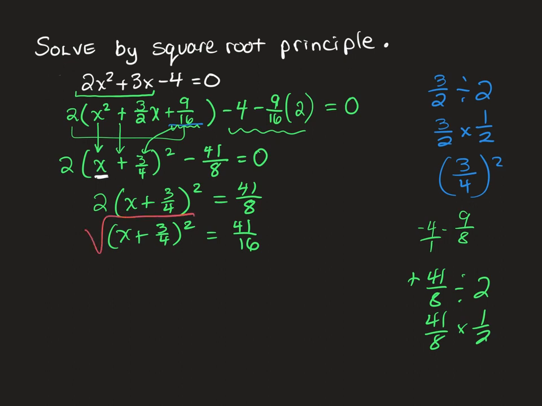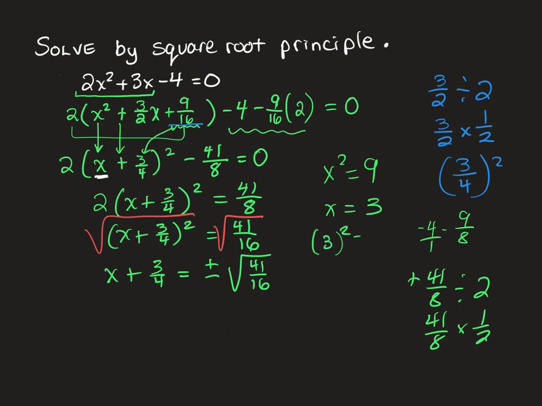So to get rid of a square, we square root both sides, hence the phrase square root principle. And when we square root both sides, we actually have to write plus or minus the root of 41 over 16. Now on the left side, the square root got rid of the square, so now we just have x plus 3/4. The reason why we have to have plus or minus is because if we were trying to solve something like, say, x squared equals 9, and you square rooted both sides, you'd say the answer would be x equals 3, which does make sense because when you square 3, you do get 9. However, if you square -3, you also get 9, hence why we need a plus or minus in front.